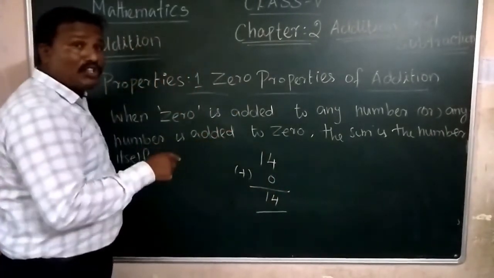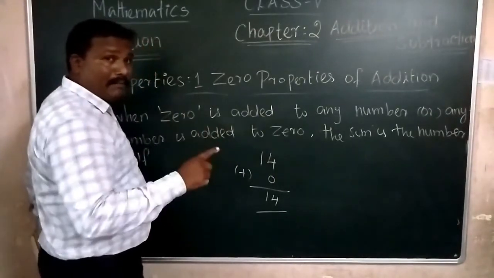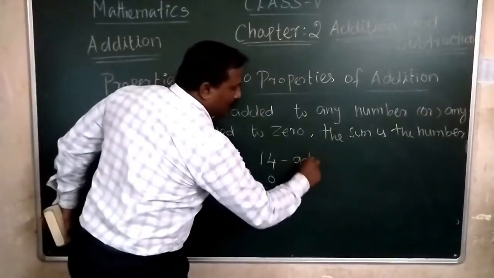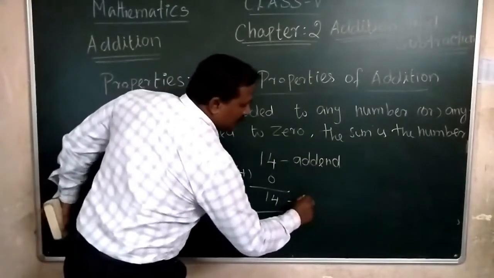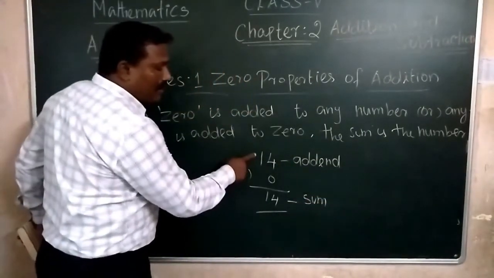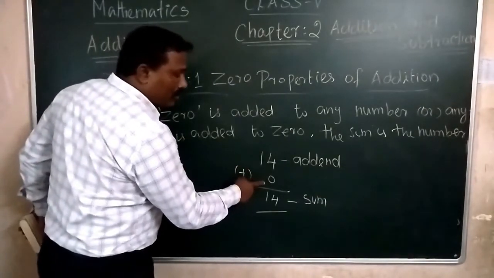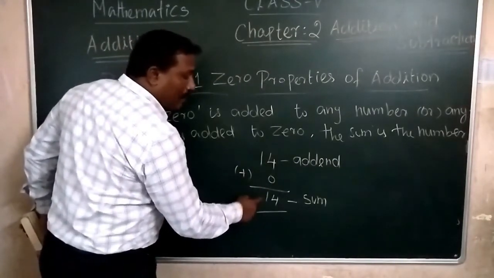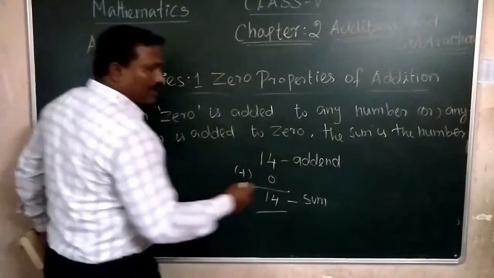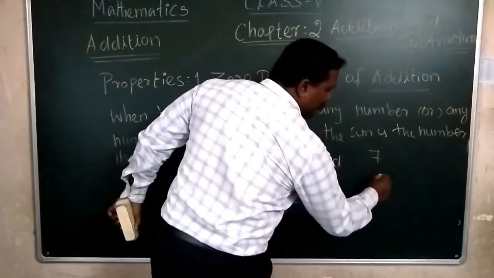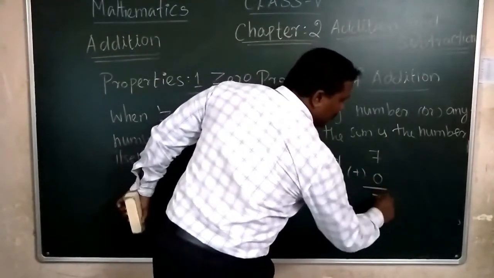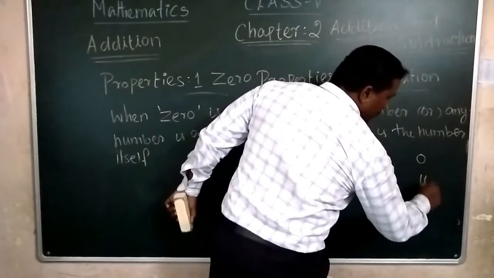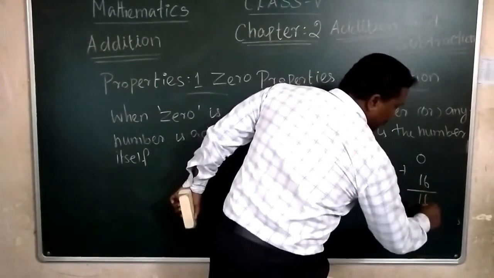So what the zero property says is, if you add any number to 0, the sum, which I already told you is called the addend and the sum, is the number itself. If you add any number to 0 or 0 to any number, the result is the number itself. Let me take another example. If you add 7 to 0, the sum is the number itself. Or if you add 0 and 16, the sum is the number itself.